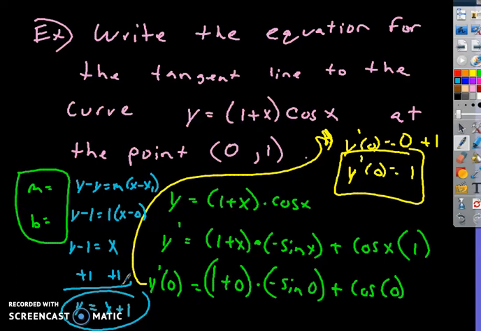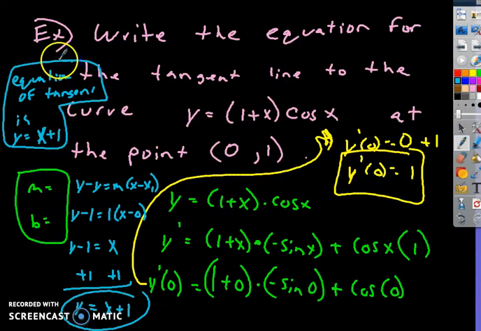So I'll write someplace, equation of tangent line is y equals x plus 1. That answers the question. Anyway, I think that's it. That's all I have.